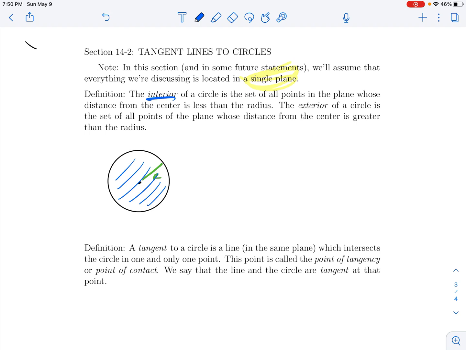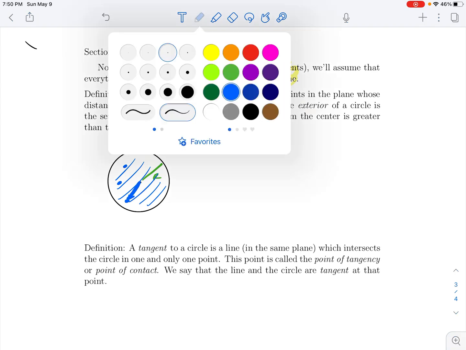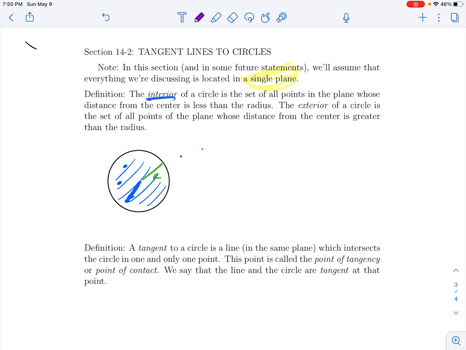And formally it's defined as the points where the distance from the center to one of these points in the interior is smaller than the radius. This distance here is smaller than the radius. If I have some point where the distance is bigger than the radius because it's farther away, all of that stuff we call the exterior. So it's inside and outside, but we have a formal definition using distance.